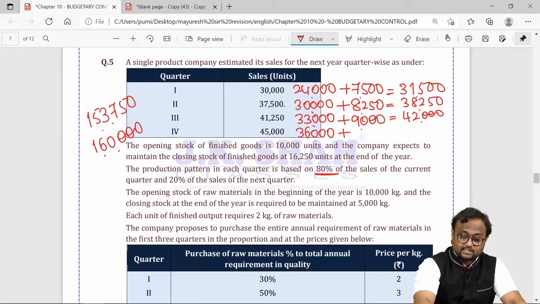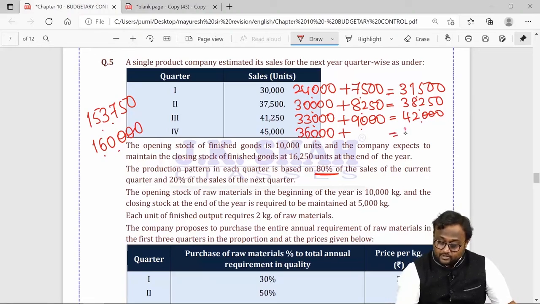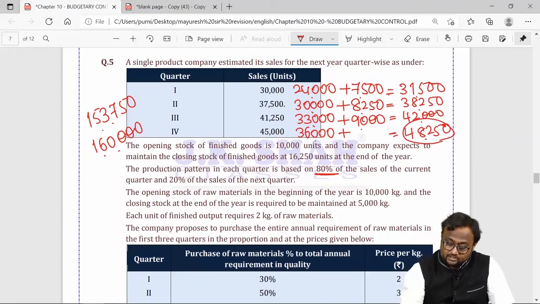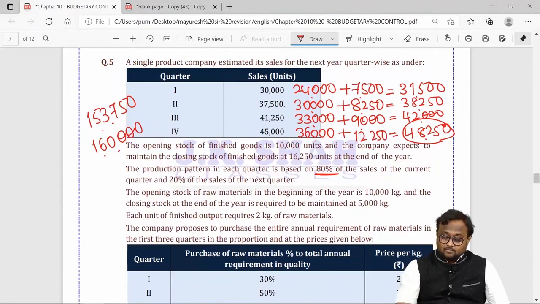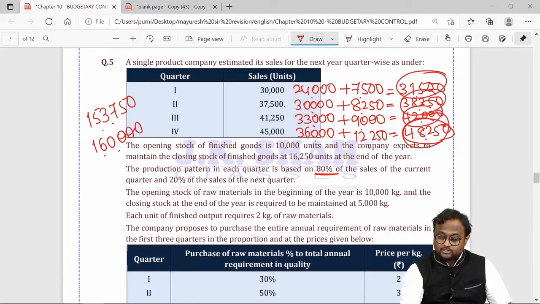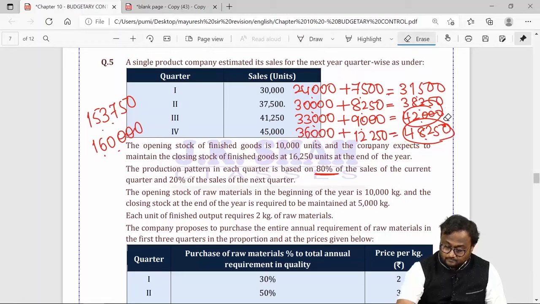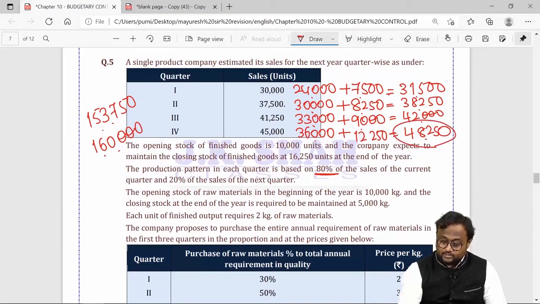Now guys, out of 1,60,000, 31,500 will be done in the first one, 38,250 in the second one, 42,000 in the third one. That means 48,250 will be done in the fourth one, which is a balancing figure for you, which tells you the closing balance to be 12,250. That's fine. So this is my production budget, quarter wise.